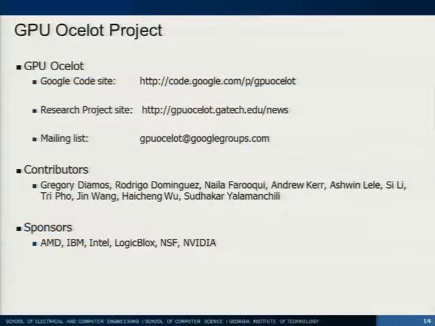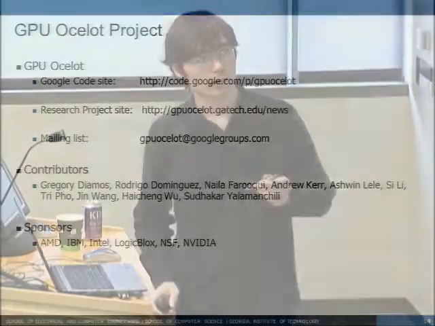And so some additional information before we go any further is Ocelot's available as an open source project. It's hosted on Google Code. We also have a research project site that's hosted at Georgia Tech, which has all of the publications that we've worked on. If you go to /news, you can see sort of a blog post describing this talk, and there's a link to the presentation slides.